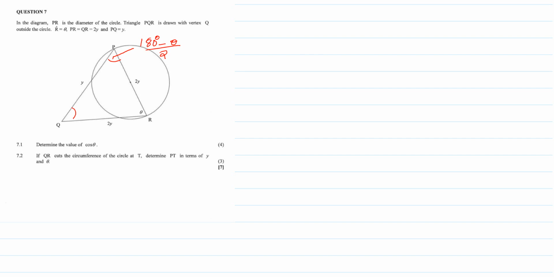Now they are saying determine the value of cos theta. This is quite simple. You just apply the cosine rule. We'll say y squared equals the two sides adjacent to the angle in question: it's 2y, you square it, plus 2y, you square it, minus twice of what? 2y multiplied by 2y multiplied by cos of angle theta.